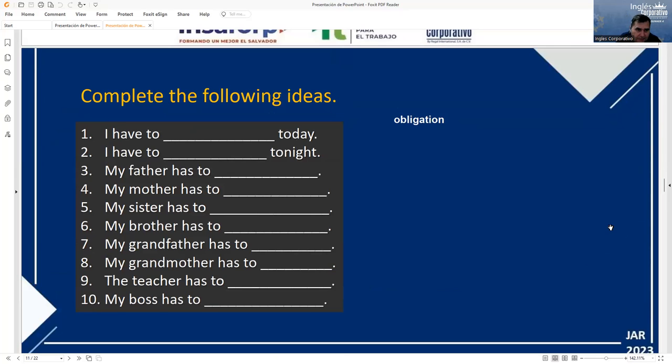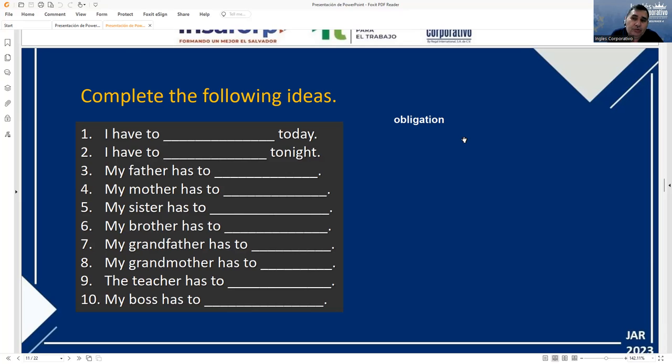Okay, the next one. Complete the following ideas. I have to study the lesson today. I have to work tonight. My father has to fix the car. Okay. My mother has to make dinner.